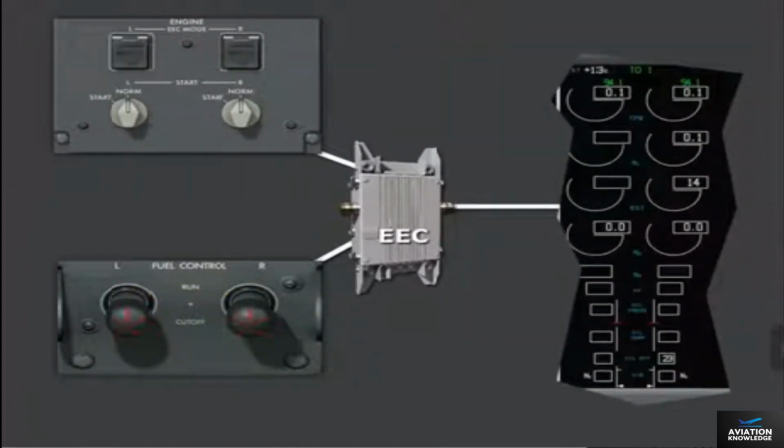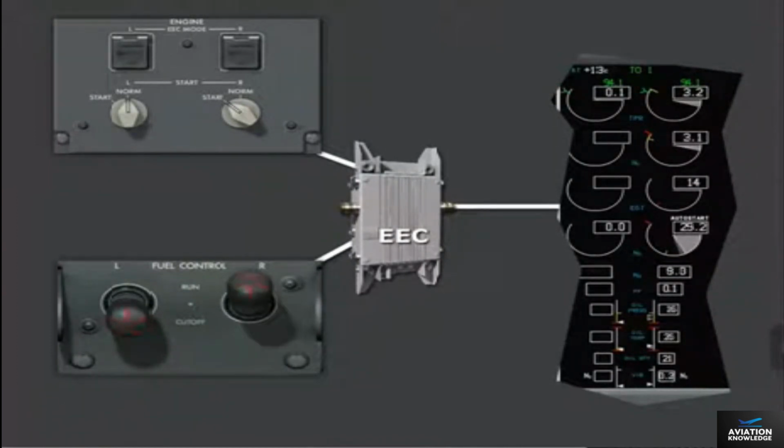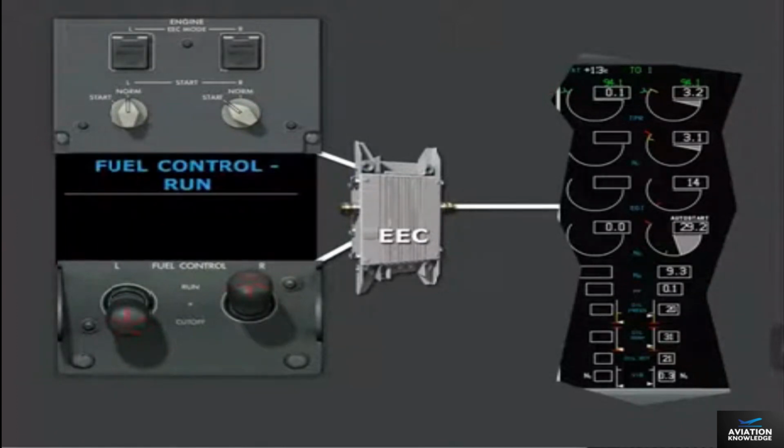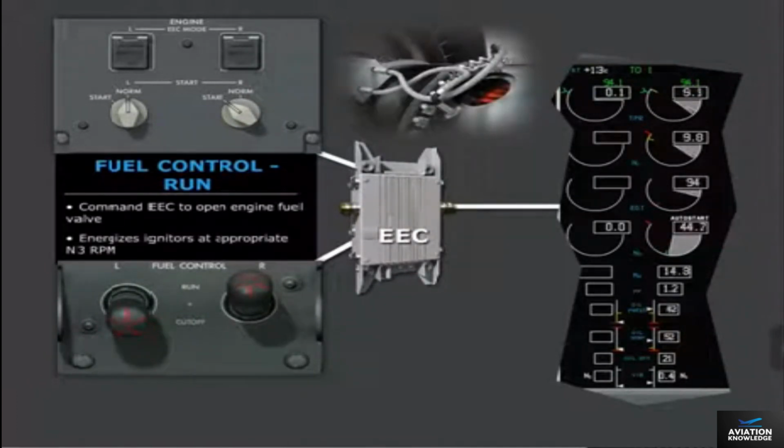The start selector applies electrical power to the starter motors to begin dry motoring the engine. Additionally, the spar fuel valve opens when the start selector is moved to start. The spar fuel valve will also open if the fuel control switch is moved to run. Positioning the fuel control switch to run will command the EEC to open the engine fuel valve, and energize the igniters at the appropriate N3 RPM.